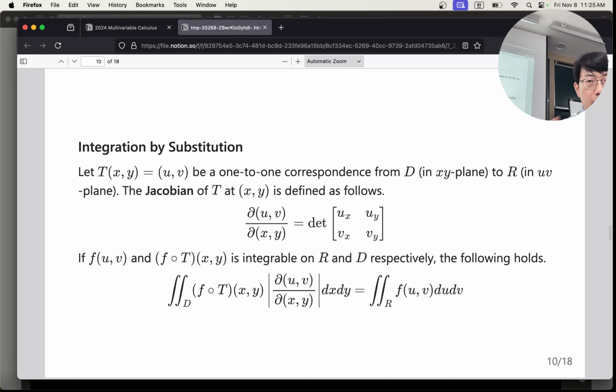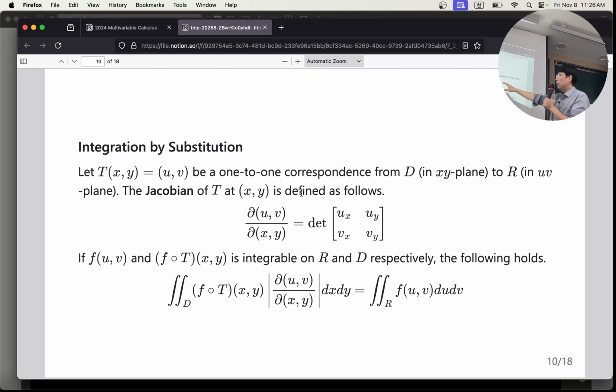Okay, so there is one more thing that I want to emphasize. So far we talked about integration by iterated integral, and the other is integration by substitution. This one is similar to integration by substitution for a single-variable function, but we're talking about double and triple integrals. So what is it? Let me just state this first and then explain what that means.